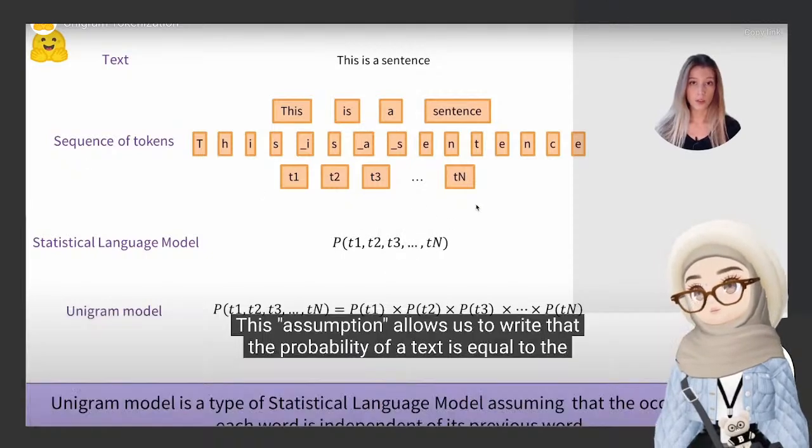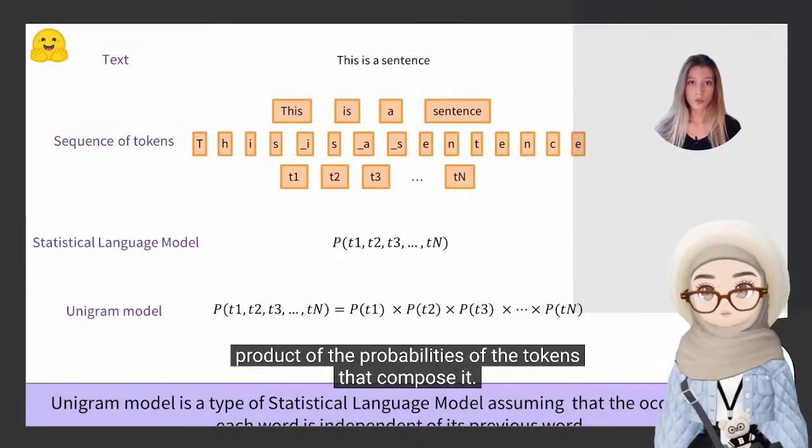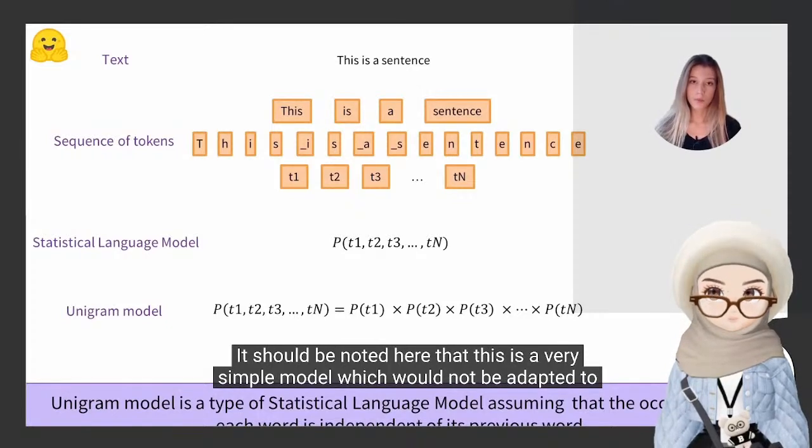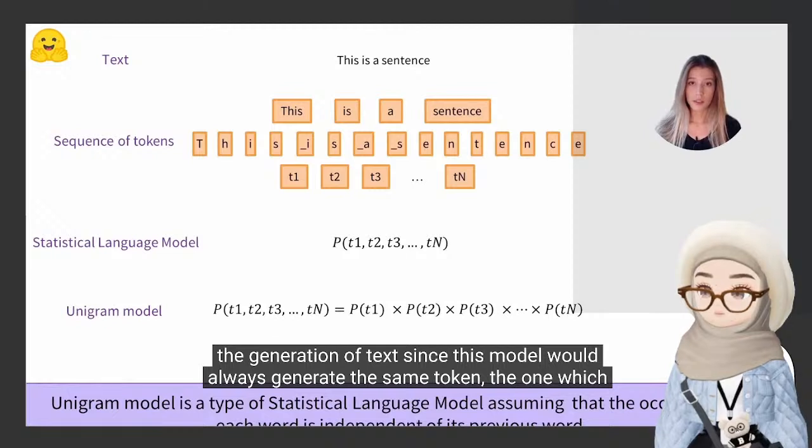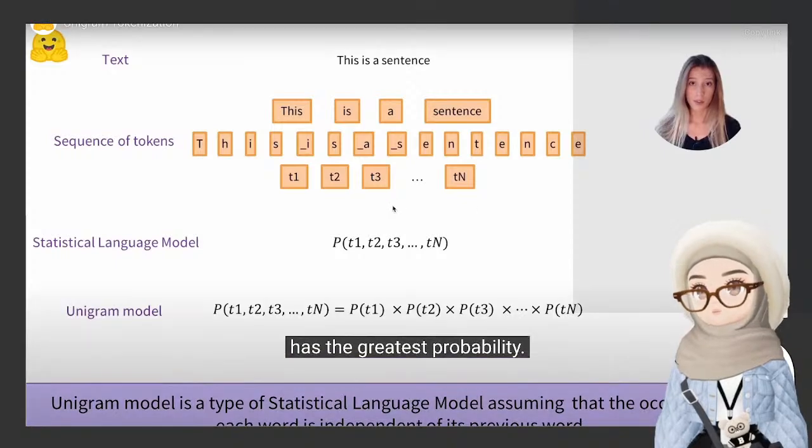that the probability of a text is equal to the product of the probabilities of the tokens that compose it. It should be noted here that it is a very simple model which will not be adapted to the generation of text, since this model will always generate the same token, the one which has the greatest probability.